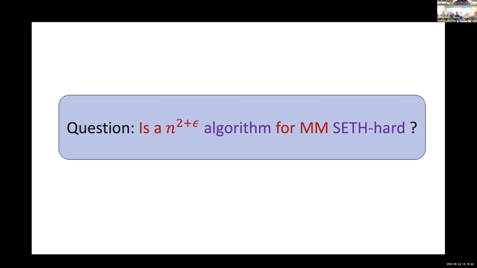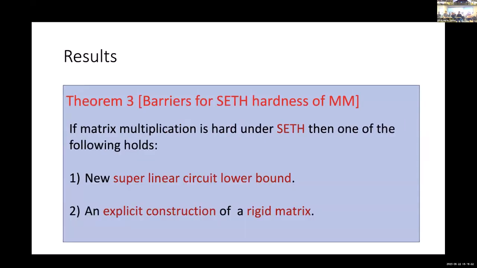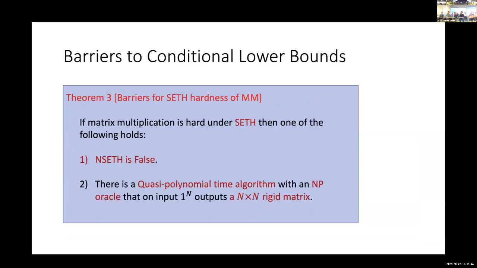And what we show is actually a barrier to the barrier, which says that this cannot happen. So if MM was hard under SETH, the following things happen. One of two things must hold. Any reduction that shows that MM is hard under SETH would imply the following things: either a superlinear circuit lower bound or an explicit construction of a rigid matrix. So let me rephrase this in more SETH terms.